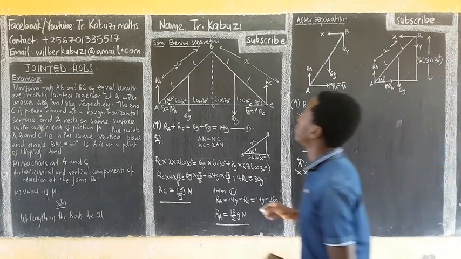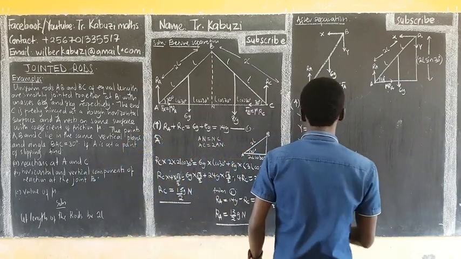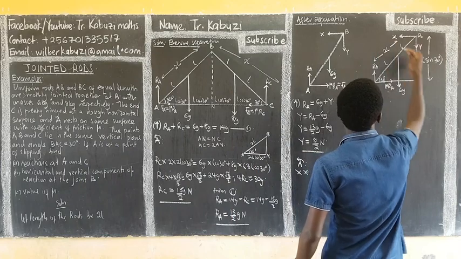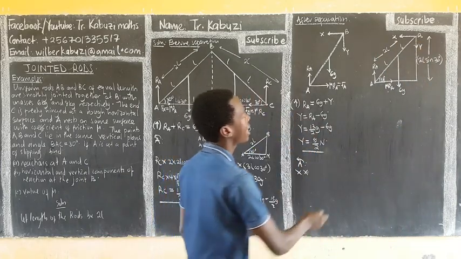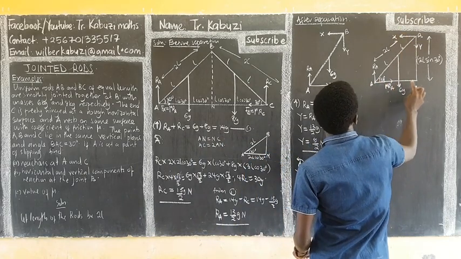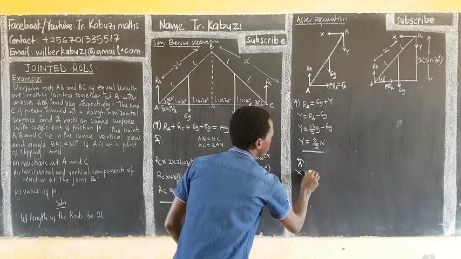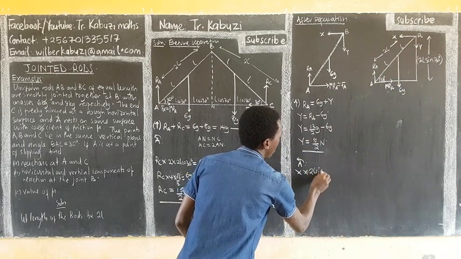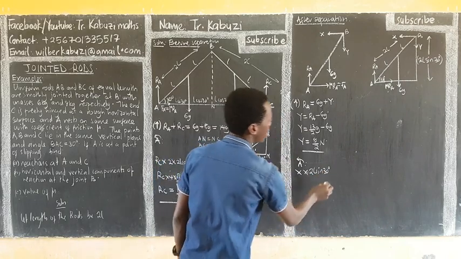Or we can also illustrate here. And this distance is going to be that. So now the perpendicular distance from here up to here is the same as from here up to here. So I'm going to say the x, taking moments at A, will be the force times the perpendicular distance from here up to here, which is 2L sine 30 degrees.